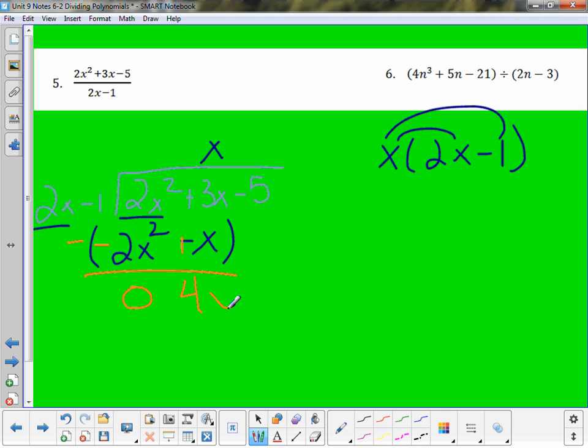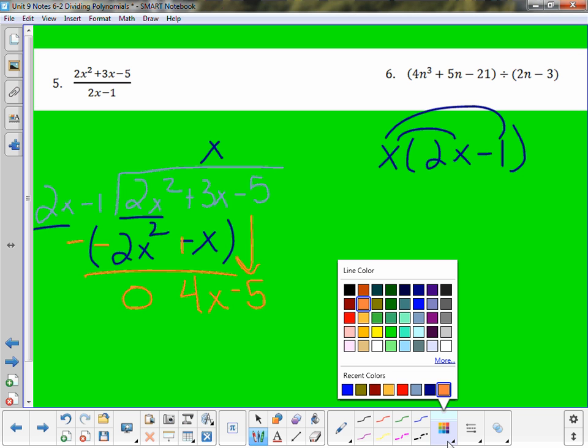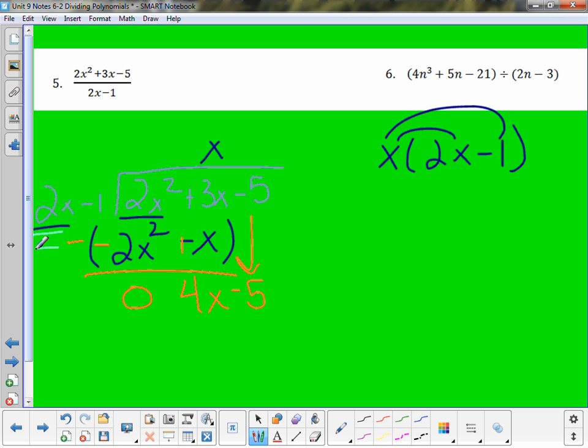3x plus x is going to give me 4x. Now I'm going to bring down the minus 5. So next question I need to ask myself, again, just focusing on that first term, what do I need to multiply 2x by to get 4x? Well, the only way I can multiply 2 to get 4 is if I multiply by 2. So I'm going to write that.